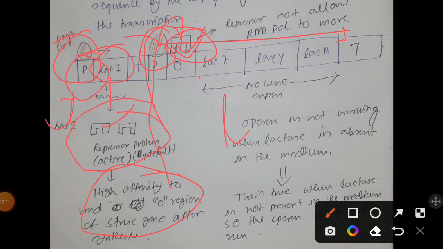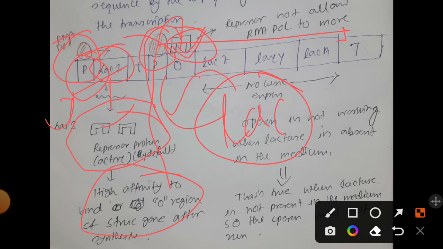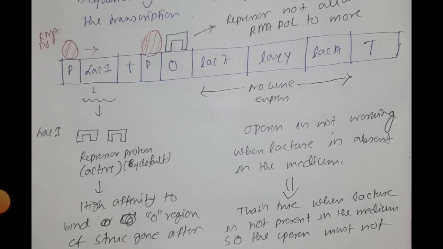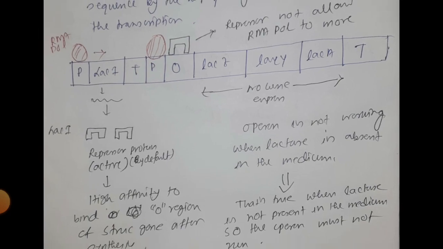But whenever lactose is available in the environment, this lactose will somehow be converted into a product that I am going to discuss. This product will inactivate that active repressor protein, and as a result it converts into an inactive repressor protein. This inactive repressor protein no longer has the ability to bind with the operator, and as a result RNA polymerase finds its way to start the transcription, and it eventually starts. So that is how negative regulation is going on.